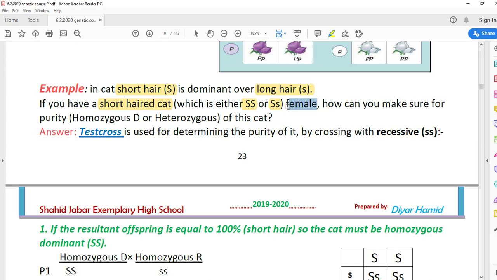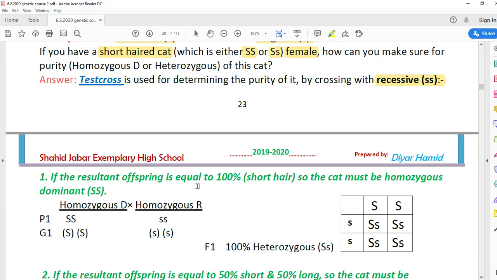Suppose it is a female. How can you make sure of purity, homozygous dominant or heterozygous, for this cat? How can you make sure? By testcross. Testcross is used for determining the purity. Purity means unknown genotype, to determine the genotype of it by crossing with the what? With the recessive trait. This recessive trait must be male because we have a female short-haired cat. With the recessive one, which cat? Male long hair. And we will wait for the possibility.